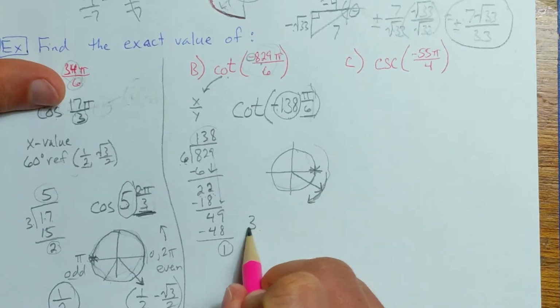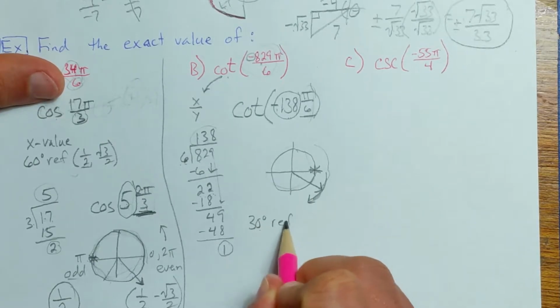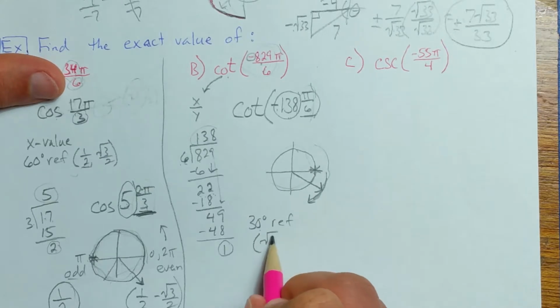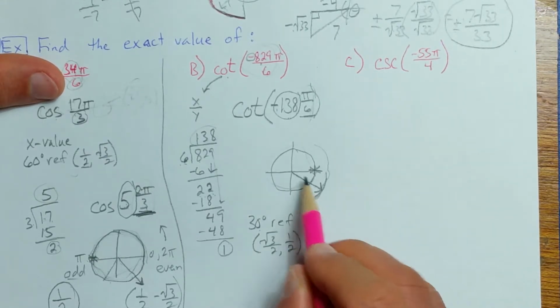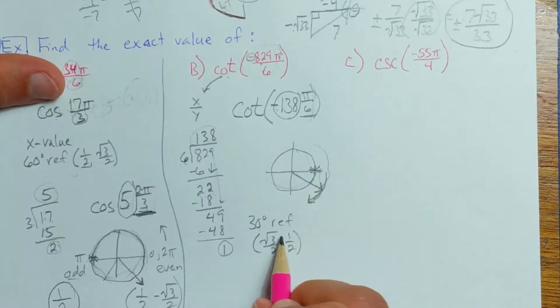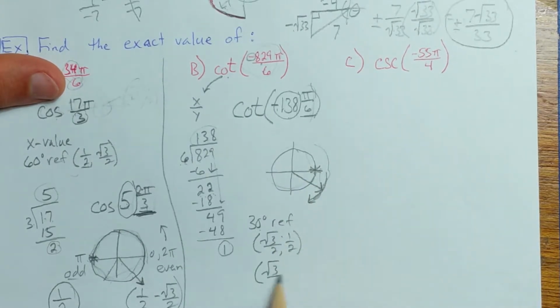So I guess I wasn't showing all my work. I know it's a 30-degree reference angle. I know that means the point is the square root of 3 over 2, 1/2. And now because I'm in the 4th quadrant again, it's positive, negative. This is actually going to be positive square root of 3 over 2, negative 1/2.